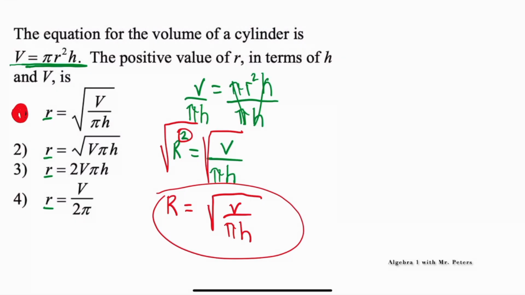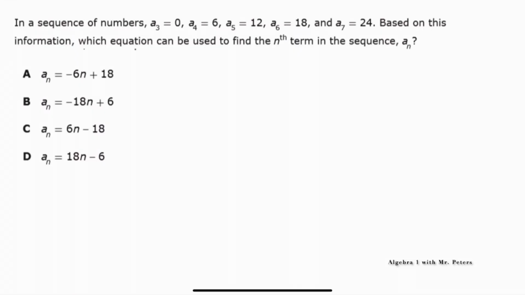So we're dealing with an arithmetic sequence, and the first thing we want to do to be able to match the correct equation is figure out the common difference. As we look at each of these terms, we notice that the common difference is going to be 6. So what I normally would do is just eliminate B and D because those have a common difference of 18.